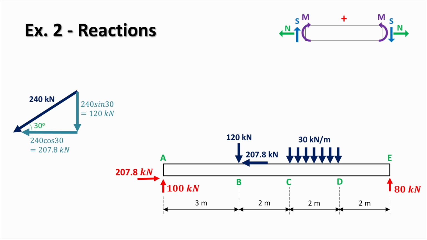From equilibrium, we can obtain the support reactions, and at support A, we have a vertical reaction of 100 kilonewtons and a horizontal reaction of 207.8 kilonewtons. At support E, we have a vertical reaction of 80 kilonewtons. These reaction values will now be used as the starting point for determining the internal forces in each section.